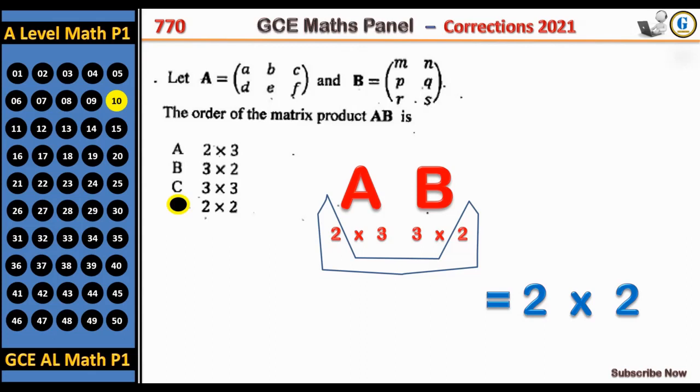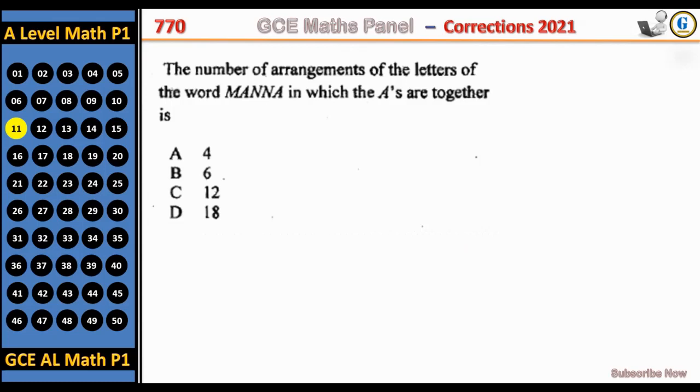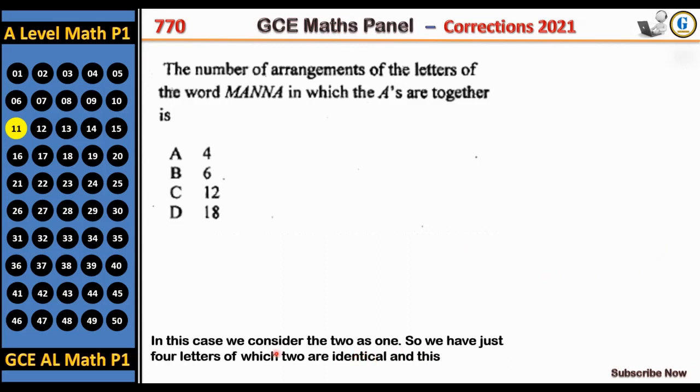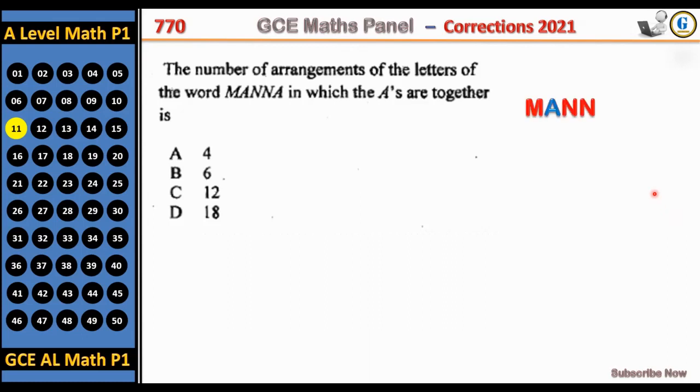Question 11. The number of arrangements of the letters of the word manner in which the A's are together is. In this case, we consider the two A's as 1, so we will have just 4 letters, of which 2 are identical. Since the A's must always be together, we can consider that the 2 A's are equal to 1 A. So our word will now look like this: man, without the A at the end. So we consider this 1 A here equal to 2 A's, but since they must always be together, they function just as one member. So this gives us 4 factorial over 2 factorial, and that is equal to 12. So we have 12 arrangements.